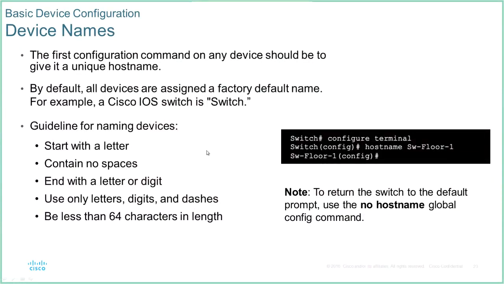So guidelines, a name always has to be an alpha character first. It is not allowed to contain any spaces in the name. So if you have a space between switch and floor, it'll consider SW being the new host name. So no special characters, letters, digits, and dashes are allowed, and a maximum of 64 characters in length for the host name.